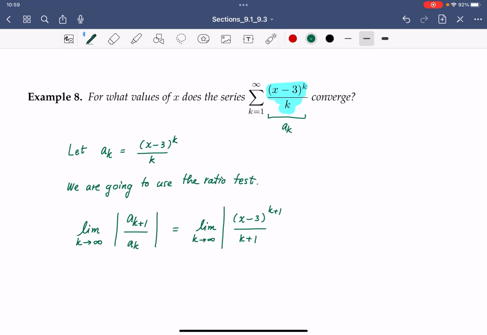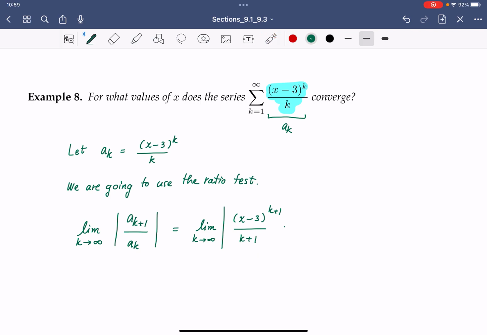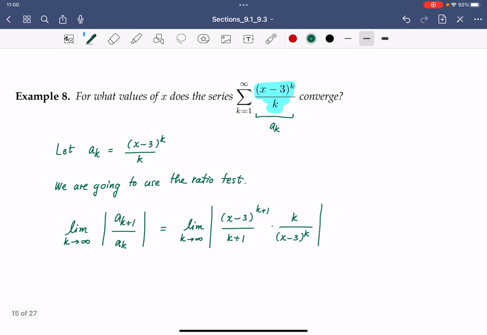This is what you get when you plug in a_(k+1). And then when you plug in a_k, it's going to be over (x minus 3)^k over k. But now I'm going to flip it to the top part, so I get k over (x minus 3)^k, absolute value. And then you make a cancellation. So what would you do here? You're just going to say that (x minus 3)^(k+1) is going to cancel with this one. What you have left is the limit.